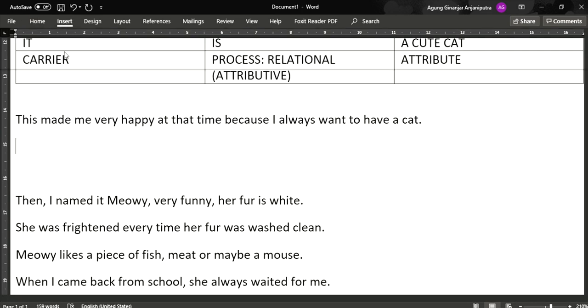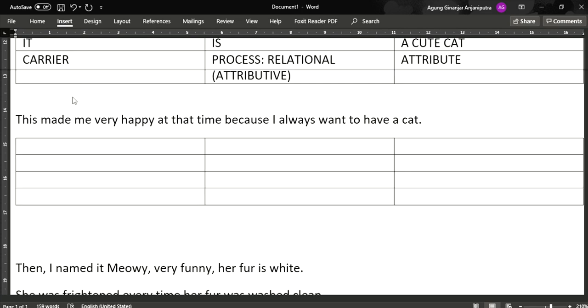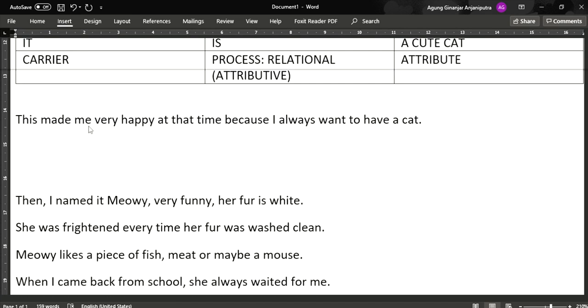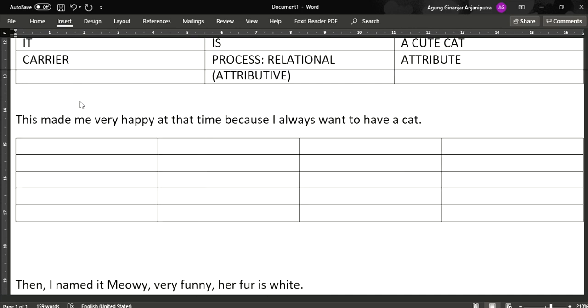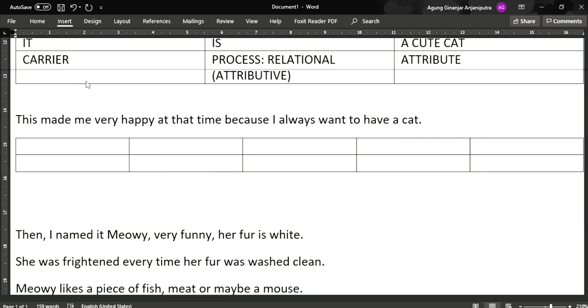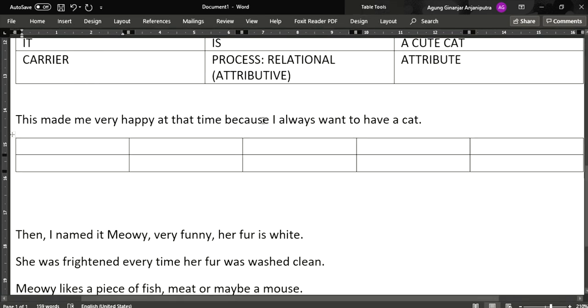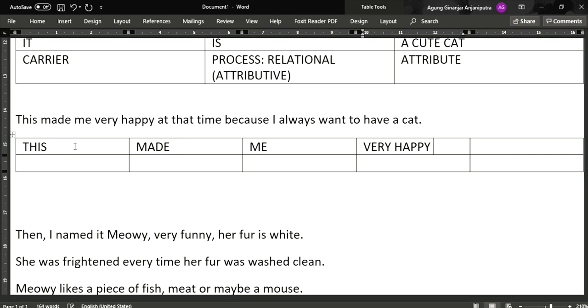Insert how many columns? 1, 2, 3, 4, 5, 6. Okay, 5 first. We will separate the dependent clause. This, made me, very happy, at that time.